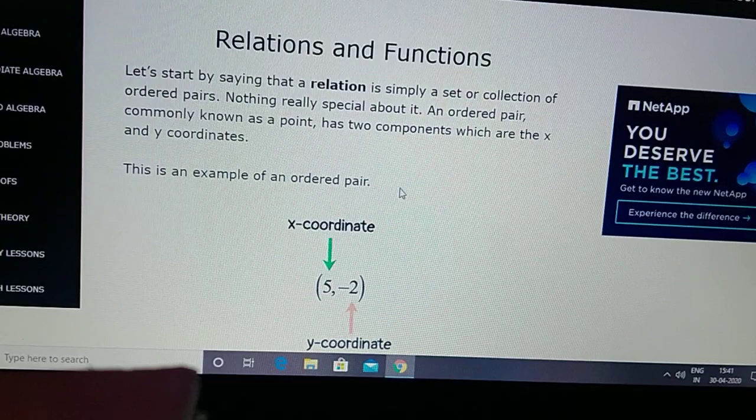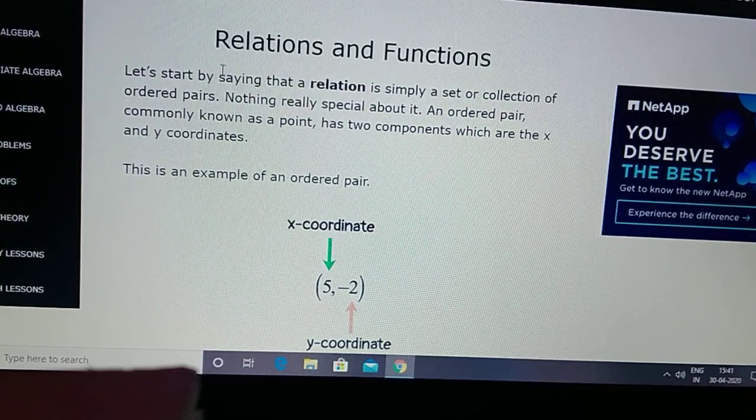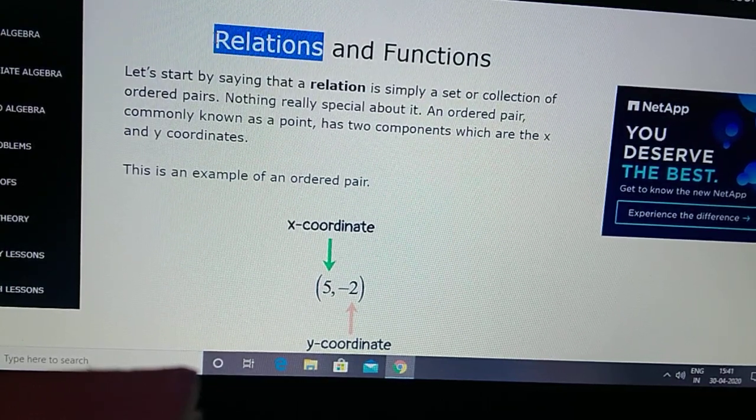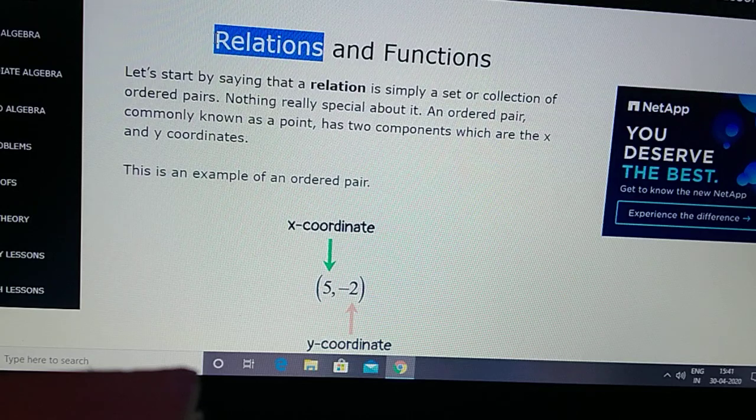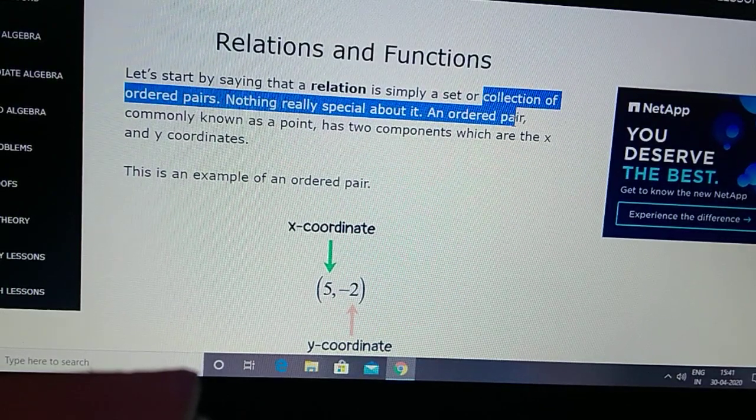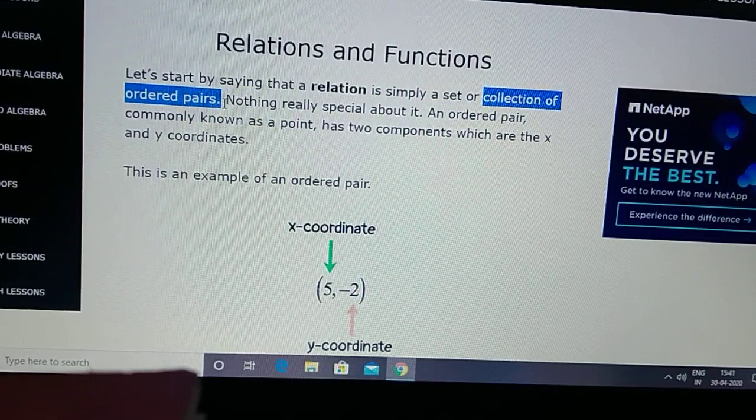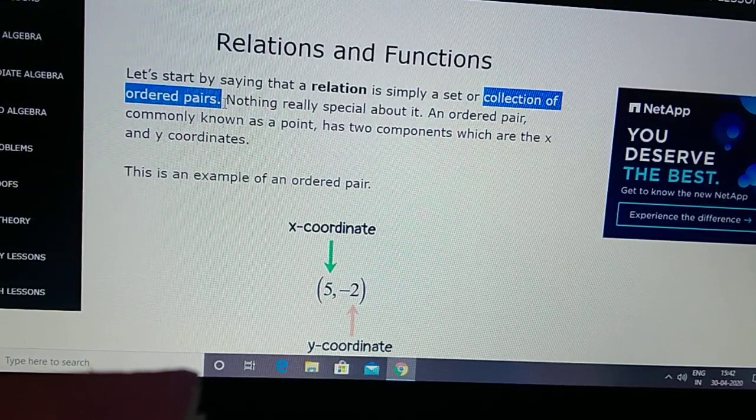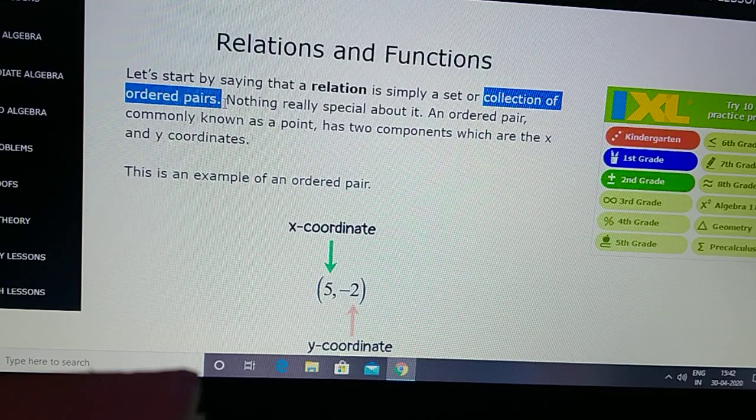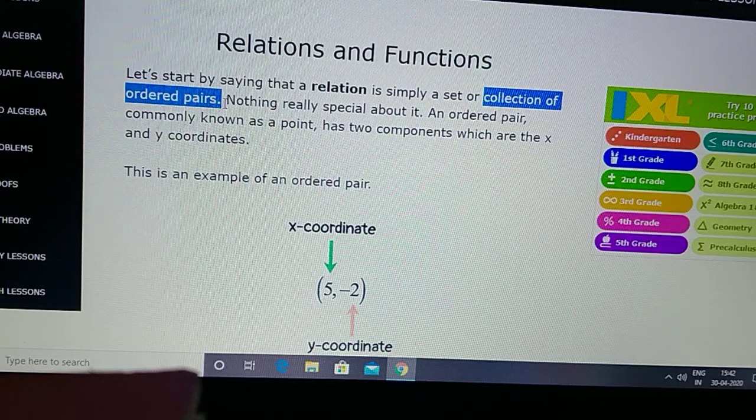Today we will start a very important topic, which is relations and functions. So the first question is, what is a relation? A relation means a pair of two things. It's a very simple definition: a collection of ordered pairs. That's it, there is no need for any confusion. Just a combination of two things is known as a relation.